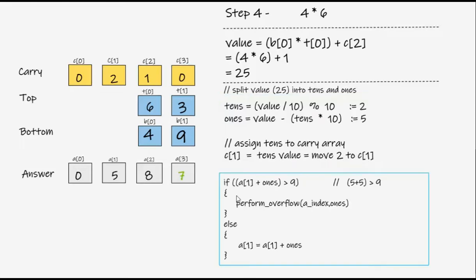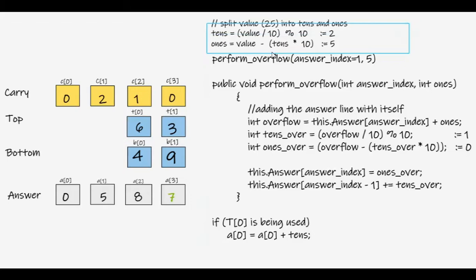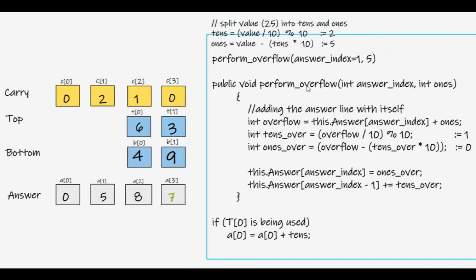Let's do that. Now we can look up, we can say if a sub 1 plus 1s. So what's a1? a1 right now is 5. So 5 plus 5, is that greater than 9? Yes. So we have to perform this overflow function. Let's do that. Now we're ready to perform our last steps. Remember, we had the value 25. 6 times 4 plus 1 is 25. So we moved tens up into c sub 1. And then we got towards the bottom and it said we had to perform overflow.